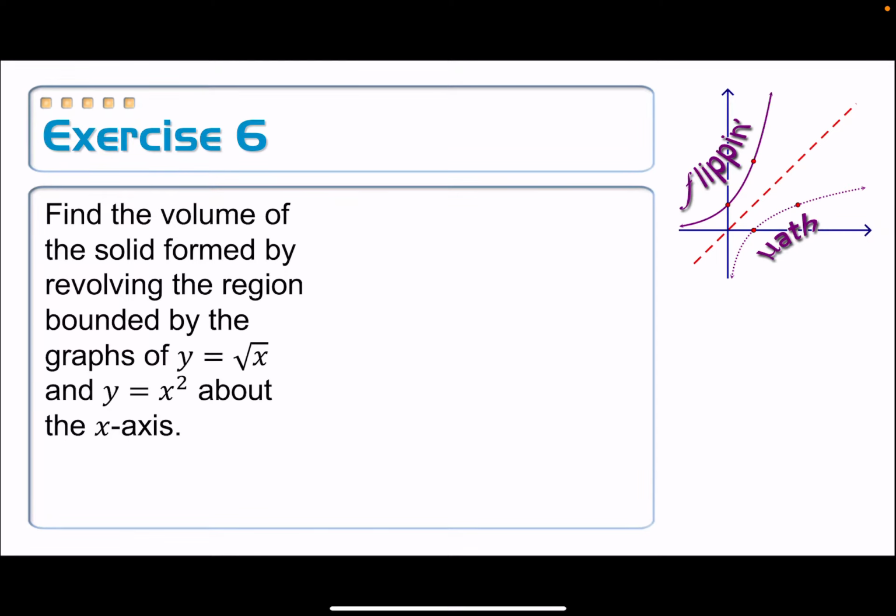Find the volume of the solid formed by revolving the region bounded by the graphs y equals the square root of x and y equals x squared about the x-axis. Notice that in this example we don't have an interval over which we are integrating, like we did in some of the other ones. So this is sort of like those area ones. Whenever they don't give you an interval, that usually indicates that the two graphs intersect each other, so you'll have to find those points of intersection to find the bounds of your integration.